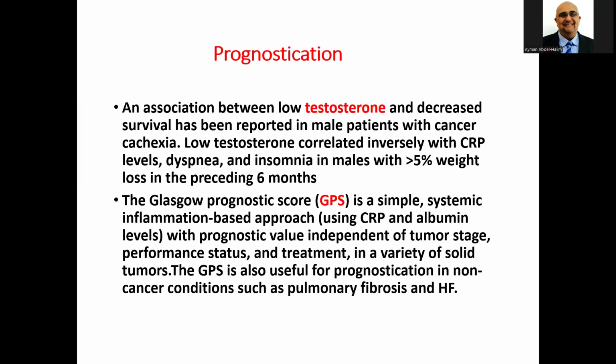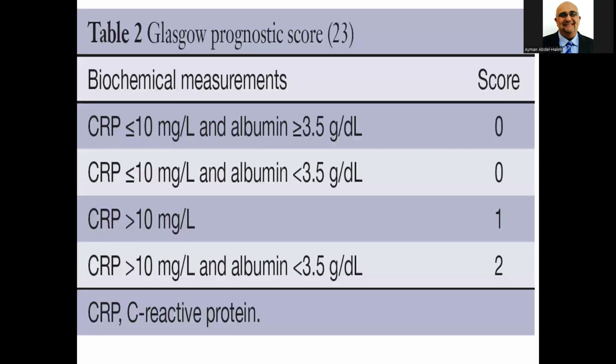Glasgow Prognostic Score is a simple systemic inflammation-based approach, basically using CRP and albumin levels, with prognostic value independent of tumor stage, performance status, and treatment in a variety of solid tumors. So GPS is a good screening scale for most tumors. Glasgow Prognostic Score, based on CRP and albumin.